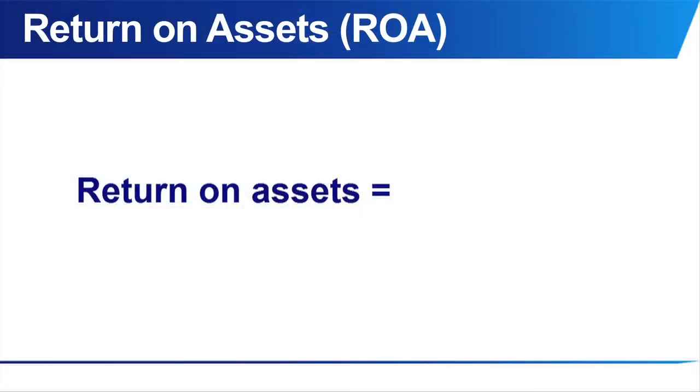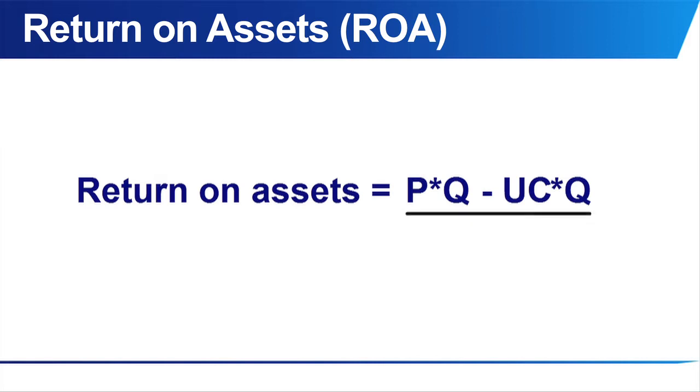The operating profit is the difference between the total revenues and overall costs. In this example, the return on assets is estimated as the difference between price, P, times quantity, Q, which is the same as the revenue, less unit cost, UC, times quantity, Q, which is equivalent to overall costs. The denominator is the value of operating assets, allowing us to evaluate the overall return on the company's assets.